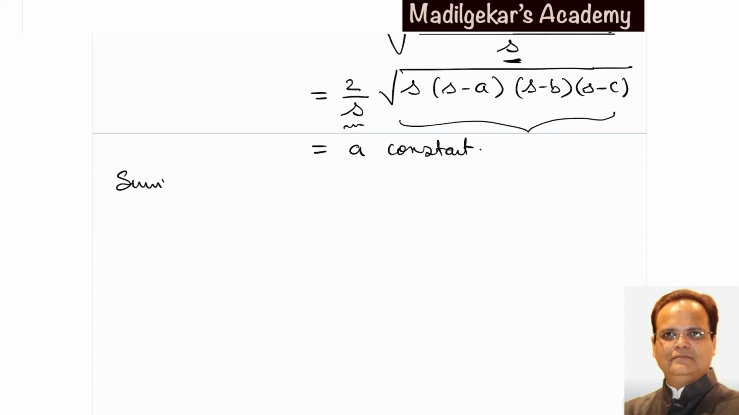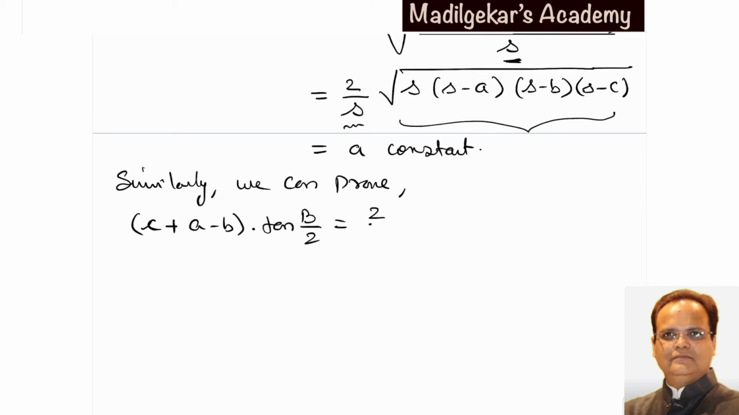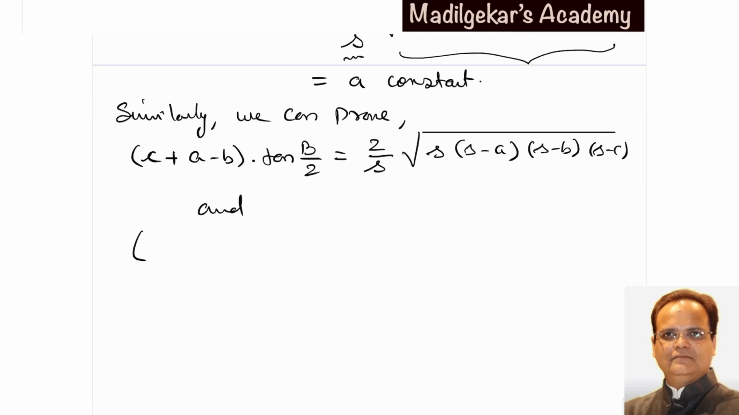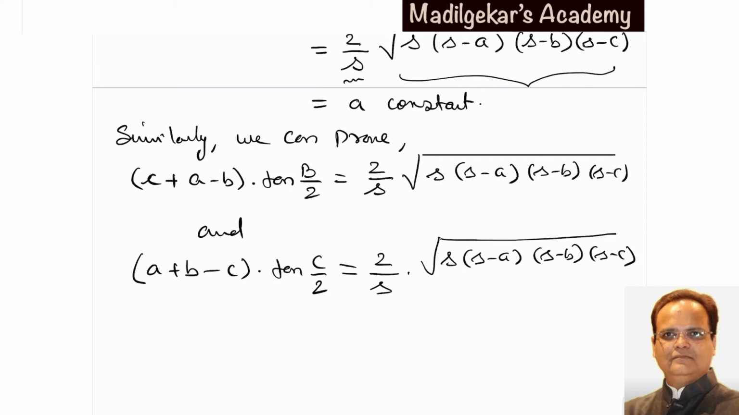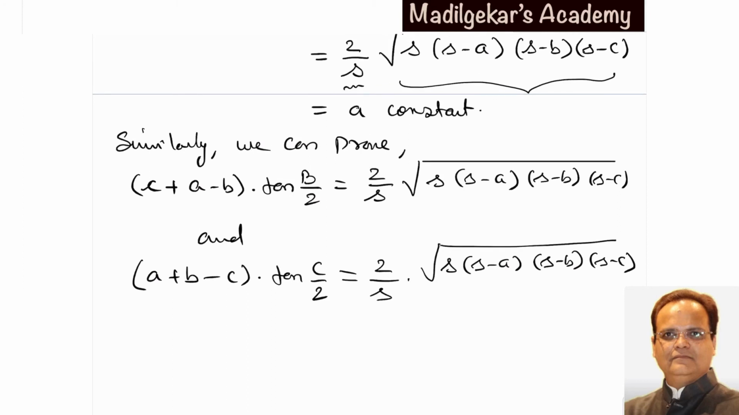Similarly, we can prove C plus A minus B into tan B by 2 as 2 by S into square root of S, S minus A, S minus B and S minus C. And third is A plus B minus C into tan C by 2 equals to 2 by S into square root of S, S minus A, S minus B, S minus C. So if we observe, RHS of all the three terms are same. First, second and third.